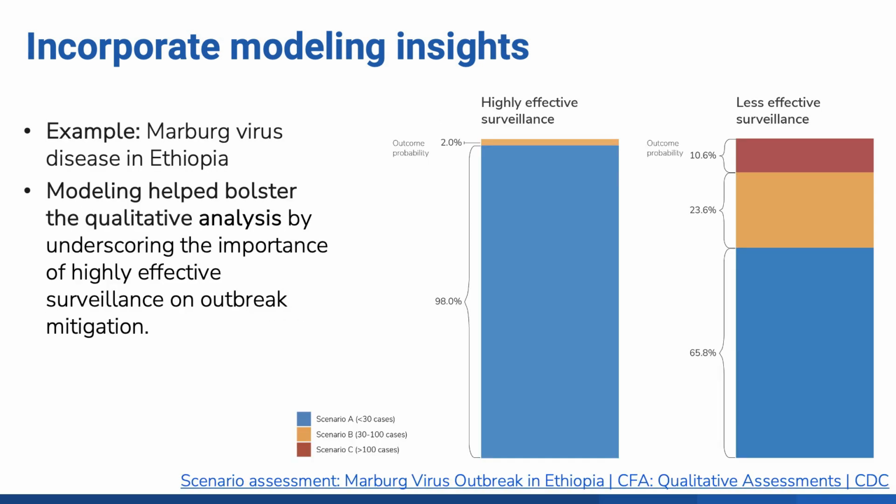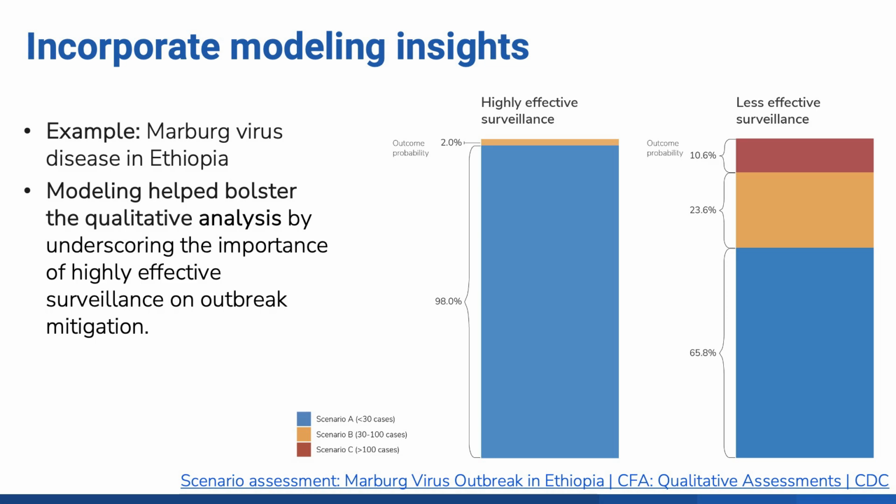To build upon the Marburg scenario assessment example, the team developed a mathematical branching process model to explore what observed cases may tell us about the true number of infections and what this means for how the outbreak may progress. The model projects total case numbers over weeks and months under different assumptions about the effectiveness of outbreak surveillance efforts. We examined the relative probabilities of the 3 outbreak scenarios, A, B, and C, at 90 days after the first reported case. Model results showed that our assessment of the relative likelihood of each scenario occurring was highly dependent on our assumptions about surveillance effectiveness.